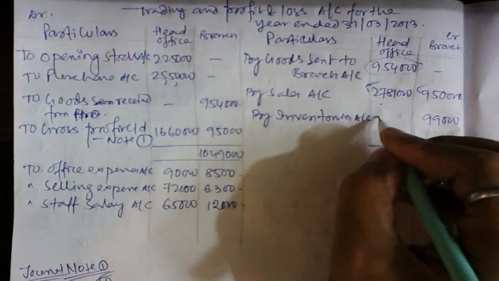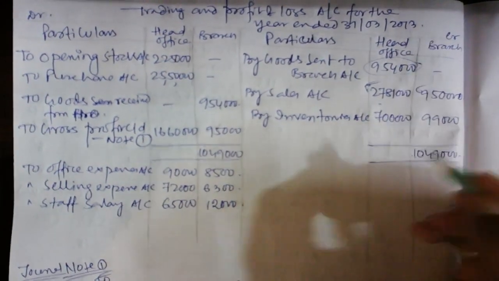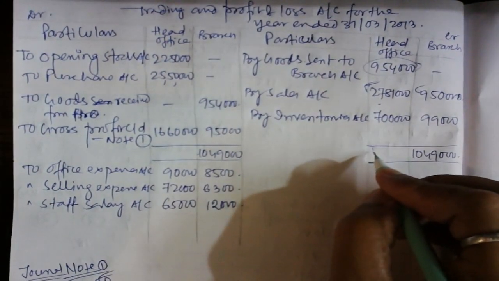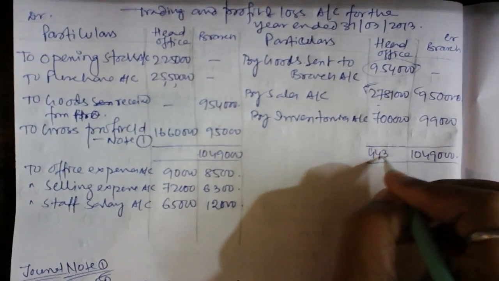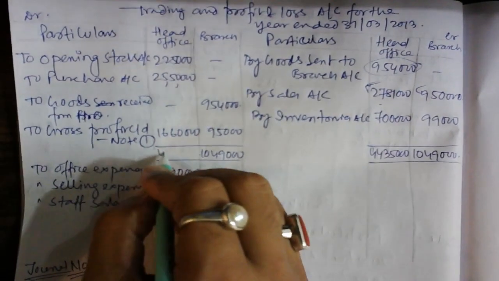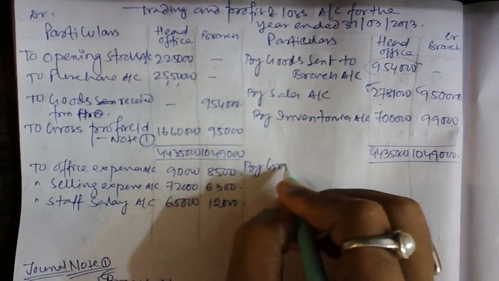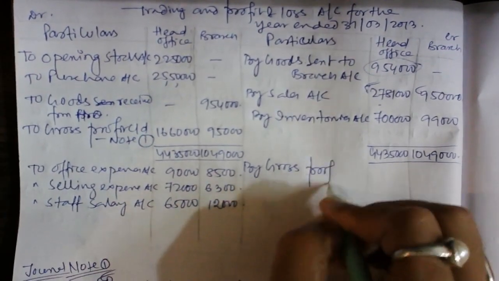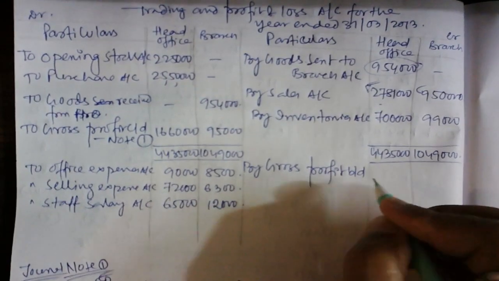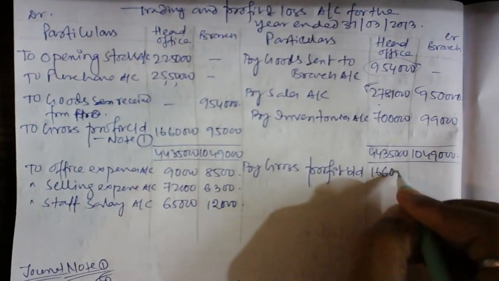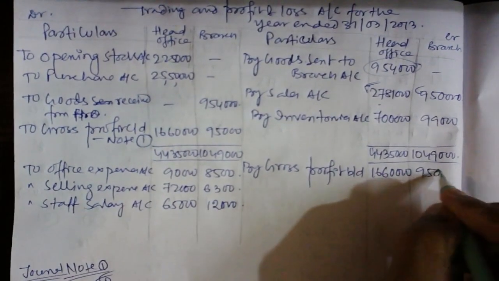Perfect. So it is around coming here 44,35. 44,35. So now we can write by gross profit B by D 16,60,000 and then 95,000. Done.